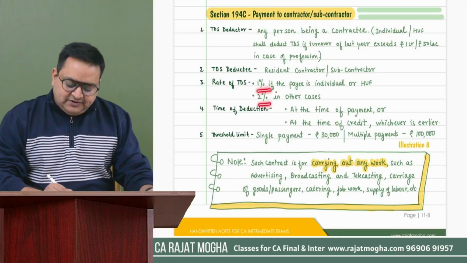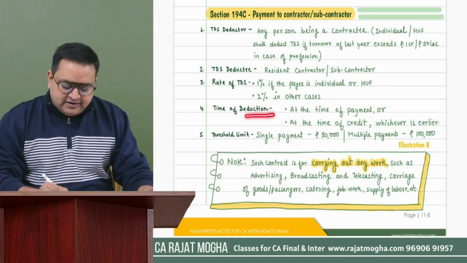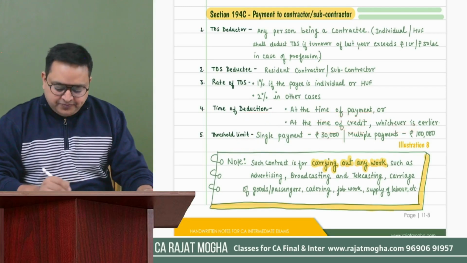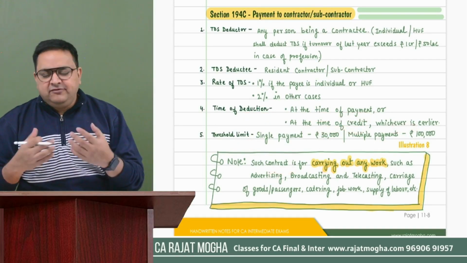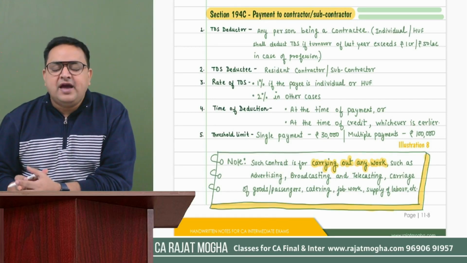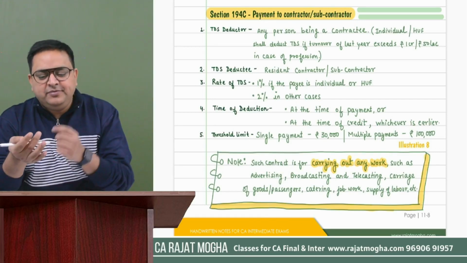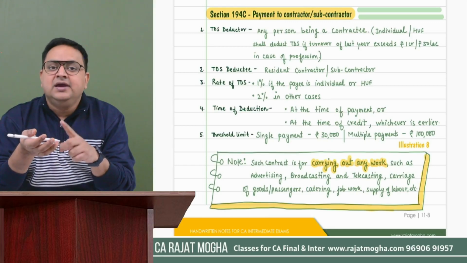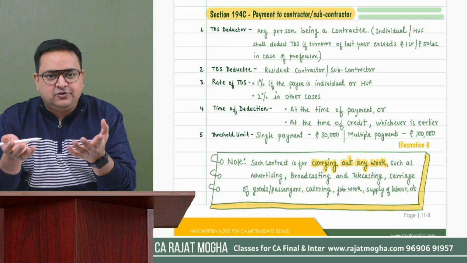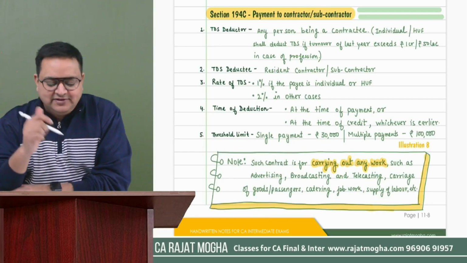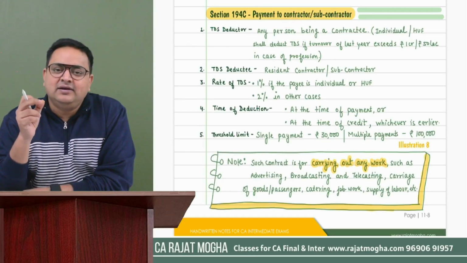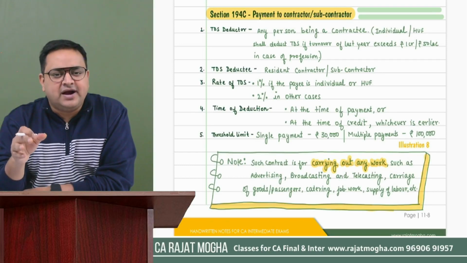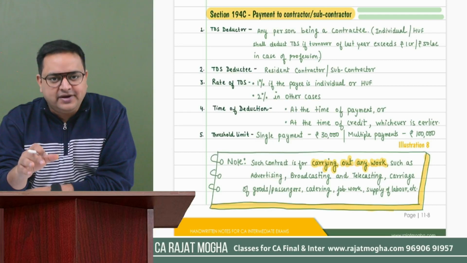Rate of TDS 1%, 2%, you now know this. Time of deduction is at the time of payment or at the time of credit, whichever is earlier. Threshold limit, you understand. Such a contract is for carrying out any work. We have given a kind of contract. This could be an advertisement contract, any contract like broadcasting, or even a contract for construction. Generally in our mind, whenever we hear the word contract, it comes to mind that it should be a construction contract. No, it could be any kind of contract, including construction contract also, right?